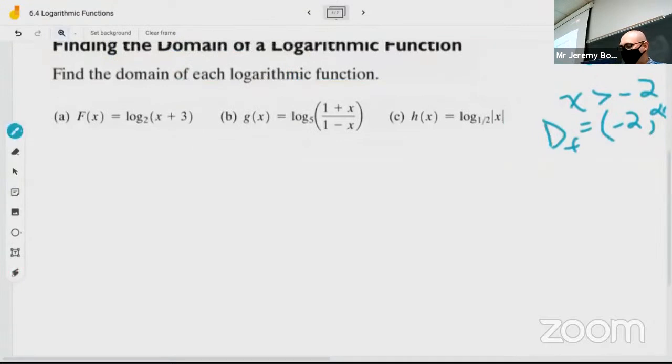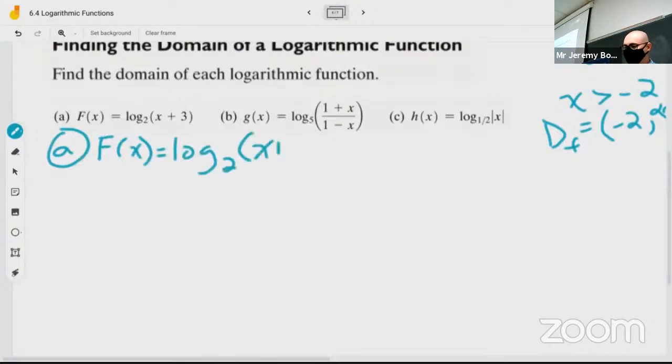So let's say for A, we have f of x is equal to log base 2 of x plus 3. Notice that we don't really care what the base is at all. There are some limitations for the base if somehow the base had a variable in it. I don't think you'll see anything like that in this class, but remember, the base has to also be greater than 0, and it can't equal 1. So there are limitations on the base as well, but usually that's not going to be the case.